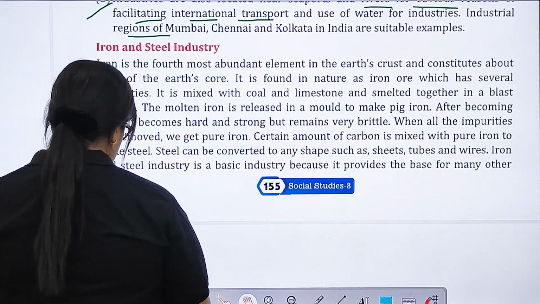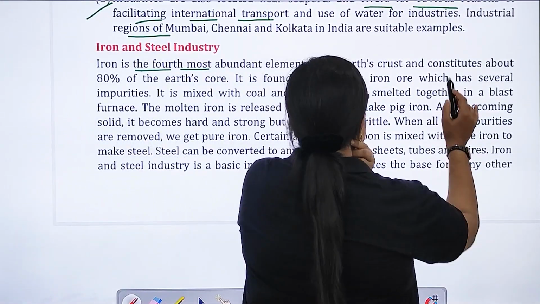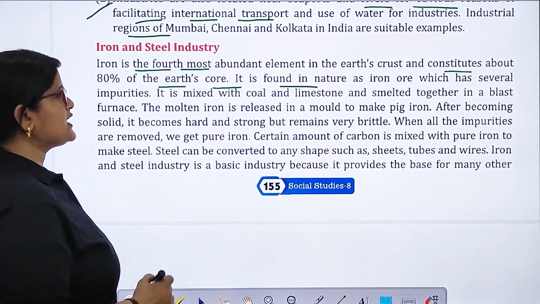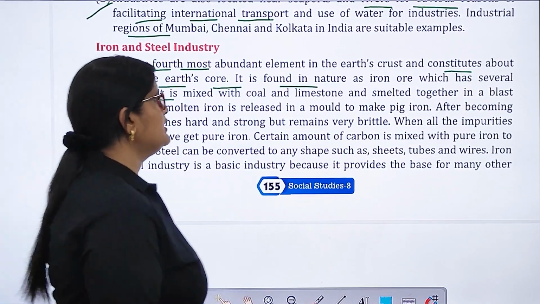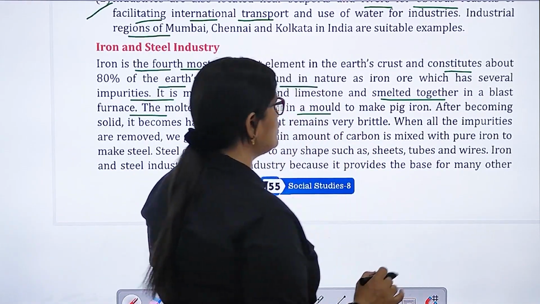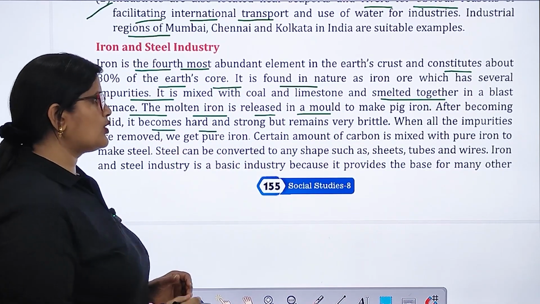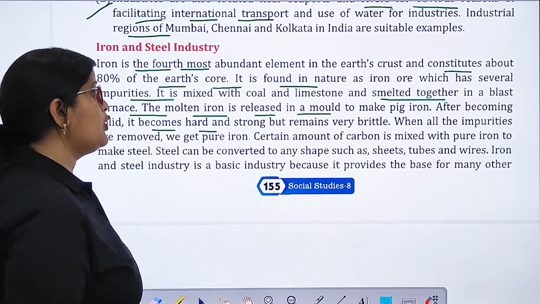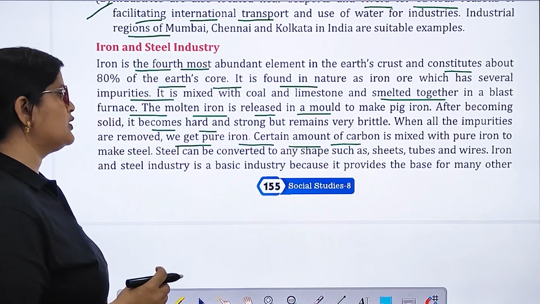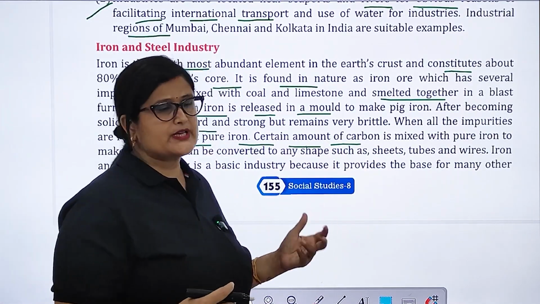Iron and steel industry. Iron is the fourth most abundant element in the earth's crust and constitutes about 80% of the earth's core. It is found in nature as iron ore, which has several impurities. It is mixed with coal and limestone and smelted together in a blast furnace. The molten iron is released into a mold to make pig iron. After becoming solid, it becomes hard and strong, but remains very brittle. When all the impurities are removed, we get pure iron. A certain amount of carbon is mixed with pure iron to make steel. Steel can be converted to any shape, such as sheets, tubes and wires.